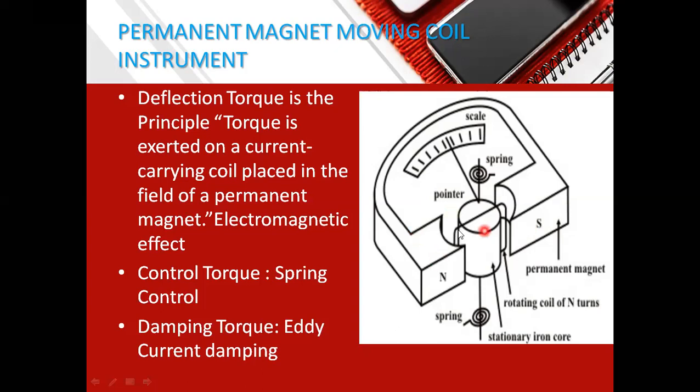And we'll have a former on a core, and on that we'll have coils, and it is carried by a spindle with two springs attached in the upper part and the lower part. We have a pointer attached to the spindle. Spindle is supported by pivot and jewel bearing system. Pointer will be moving over a calibrated scale.